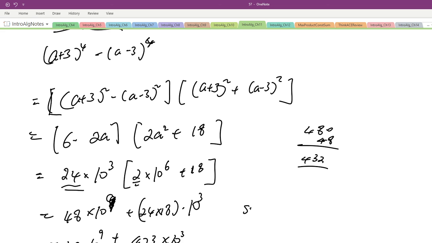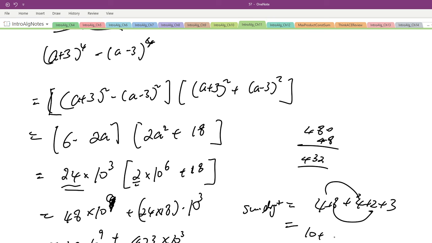So the sum of digits is equal to 4 plus 3 plus 2, then it's equal to 10 plus 11 is 21.